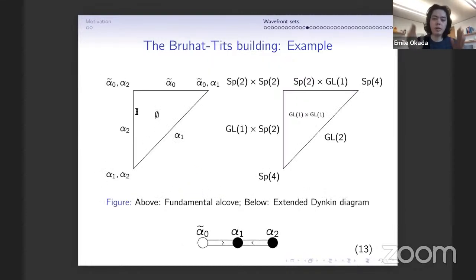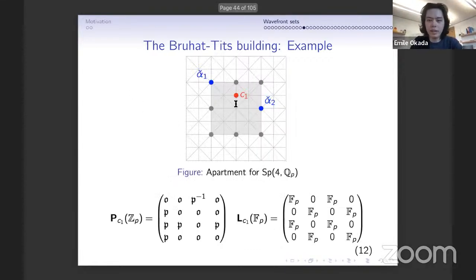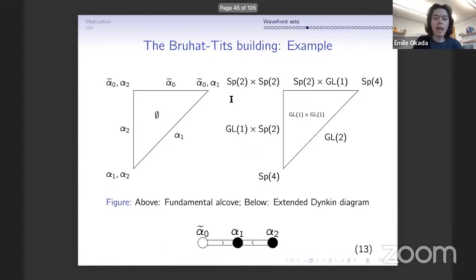So if you choose some system of simple roots and you let alpha naught be 1 minus the highest root, then you get this so-called extended Dynkin diagram. And if you take the chamber cut out by these extended simple roots I've included here, this triangle here, and label each facet by which extended simple roots vanish on it. So this is the vanishing of alpha 1 and alpha 2. This is the vanishing of alpha 2.